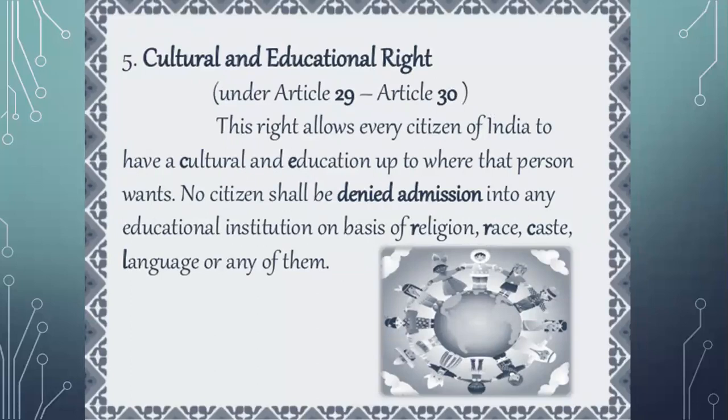Fifth, cultural and educational rights. Under Article 29 and Article 30, this right allows every citizen of India to have a cultural and education up to where that person wants. No citizen shall be denied admission into any educational institution on the basis of religion, race, caste, language, or any of them.